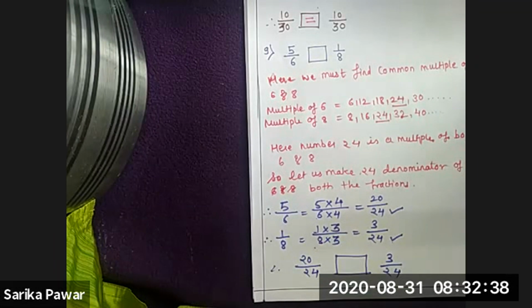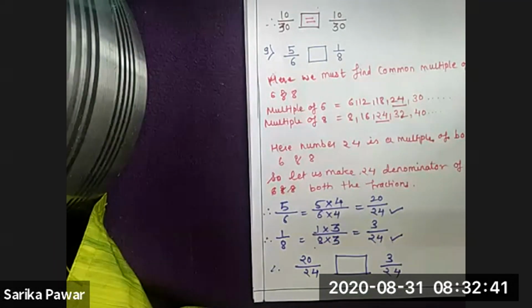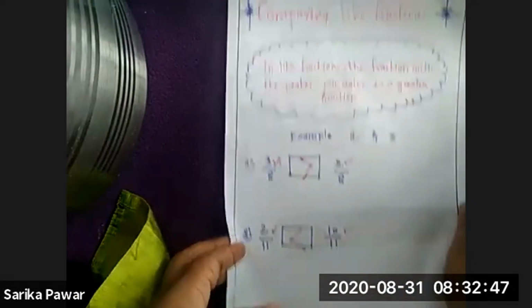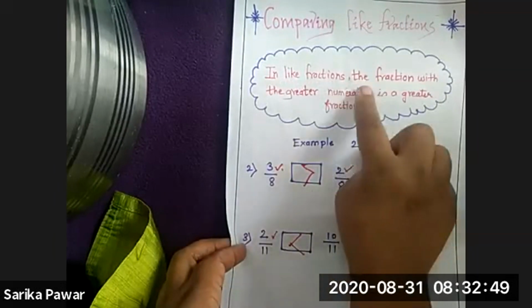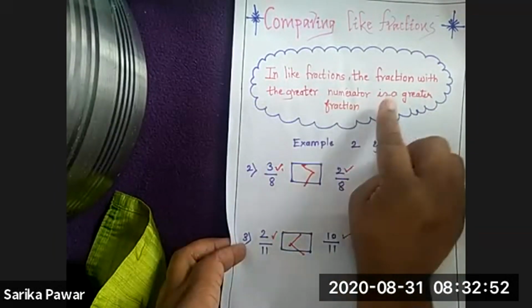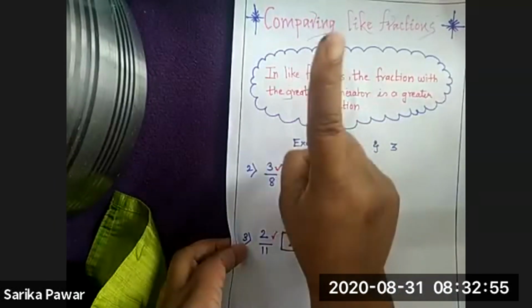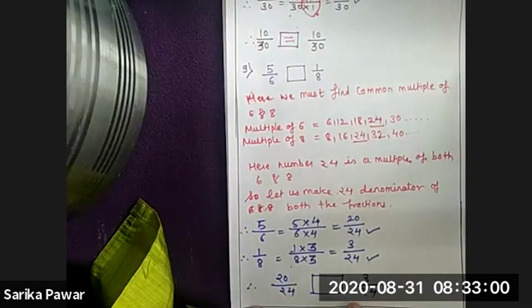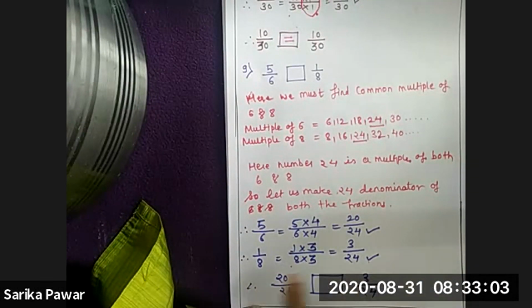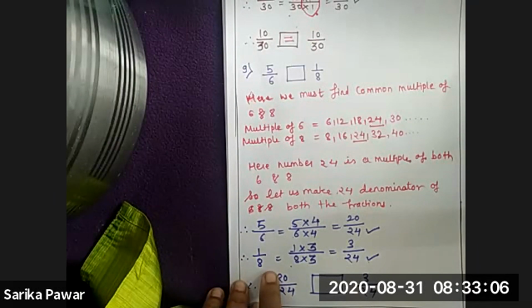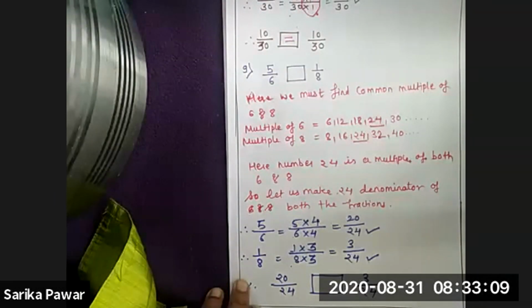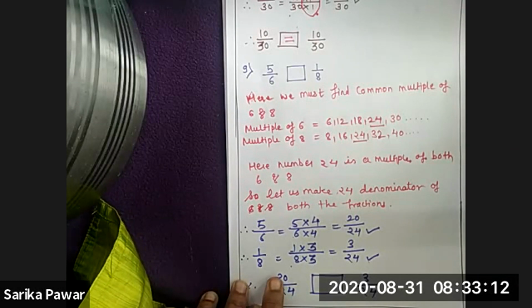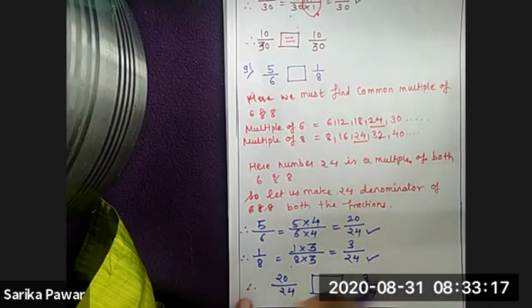What the rule says? Now here which rule will follow? Here the rule comparing like fraction. See here, in like fraction, the fraction with the greater numerator is a greater fraction. Rule number 1. So here denominators are the same. Okay, numerators are different, and if the numerator value is greater, that fraction will be the greater fraction. So compare now. Here is the numerator 20. Here is the numerator is 3. Now which one is greater, 20 or 3?